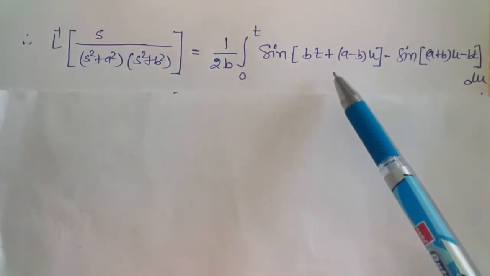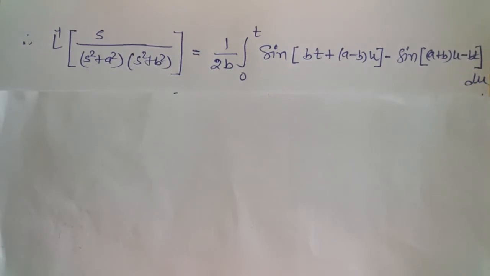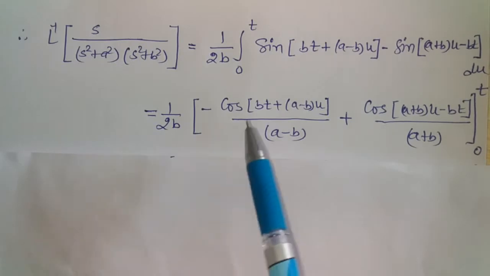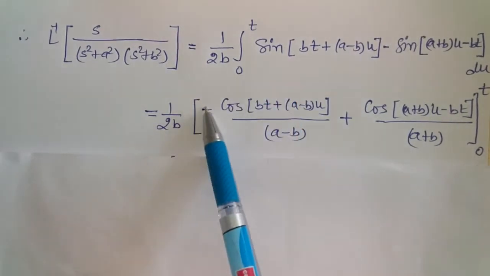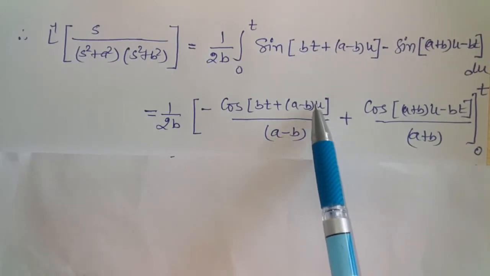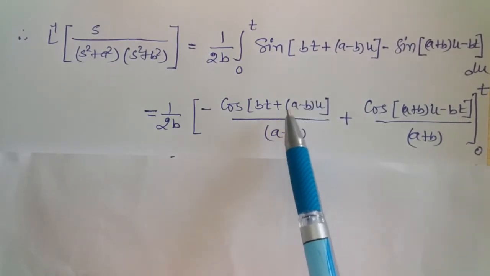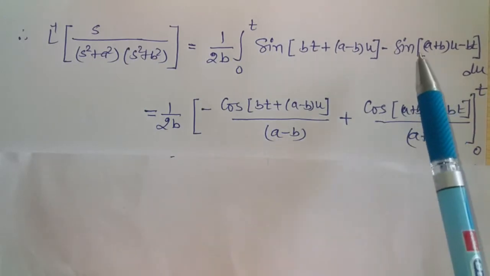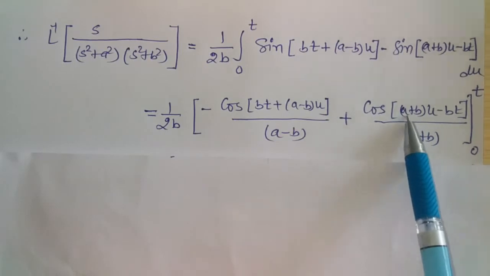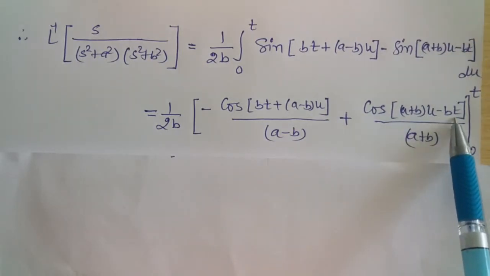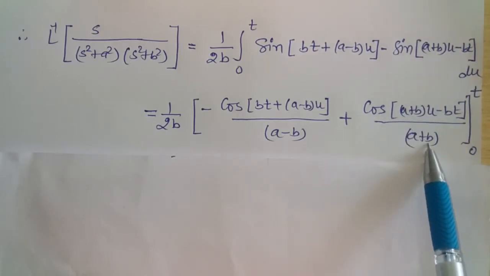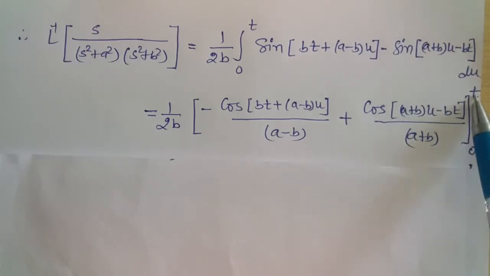Now the integral of sine is minus cos, so we get 1 upon 2b constant as it is, minus cos (bt plus (a minus b)u) divided by the coefficient of u, which is a minus b. Here the integral of sine is minus cos, so minus minus plus cos ((a plus b)u minus bt) divided by the coefficient of u, which is a plus b. The limit of integration is 0 to t.